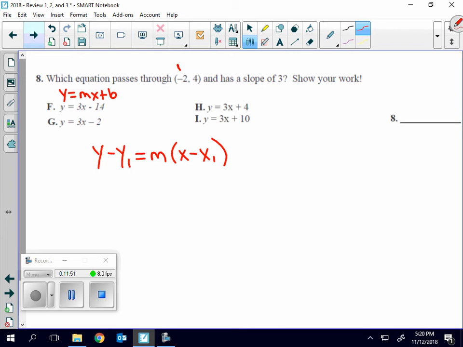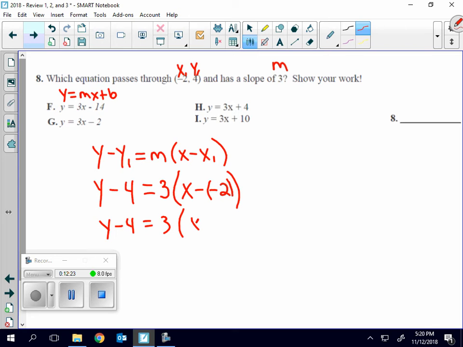All right, let's label these. We have an x1 and a y1, and this is our m slope. So we have y minus y1 is 4. Equals m is the slope. I want 3 here times x minus, I need x1 to go next, and x1 is a -2. Don't forget that extra negative sign. Okay, let's rewrite this a little cleaner. This is y minus 4 equals 3 times x plus 2. Minus a negative becomes a plus.